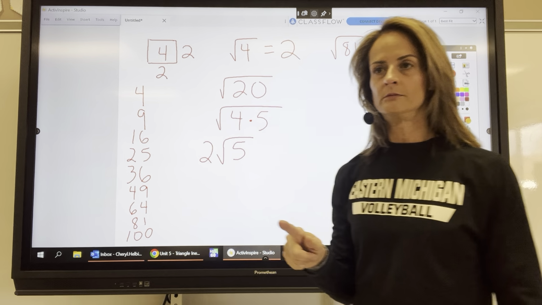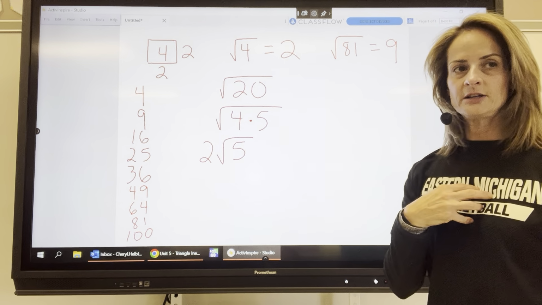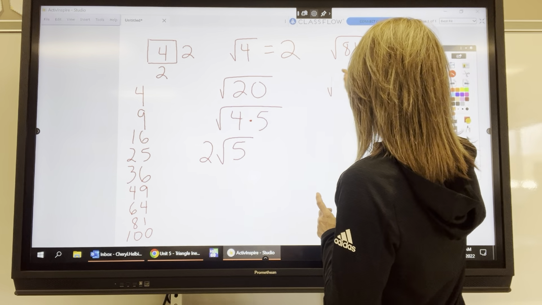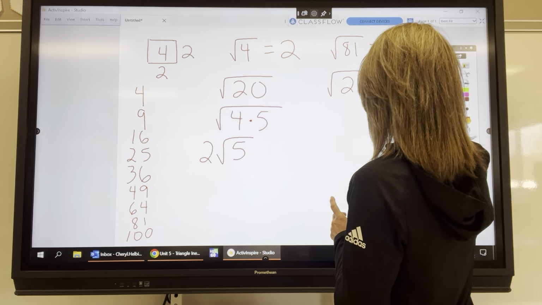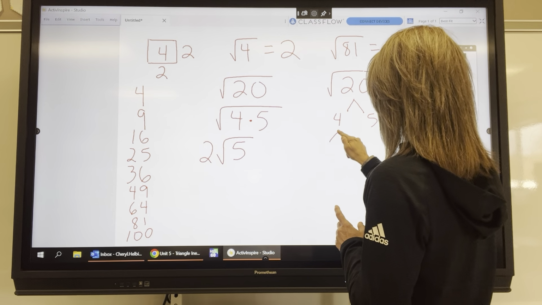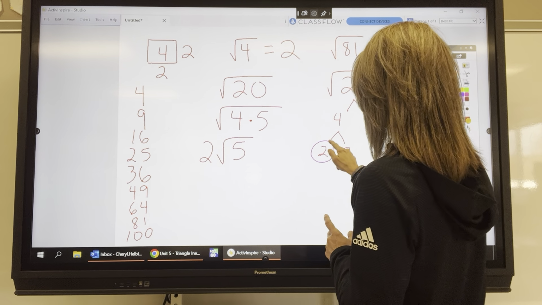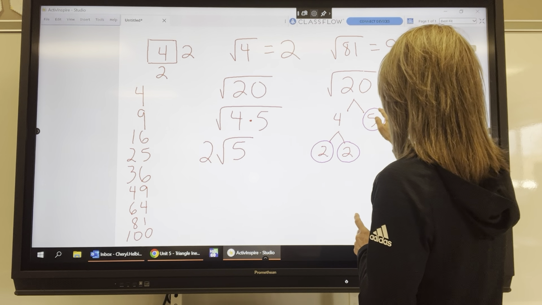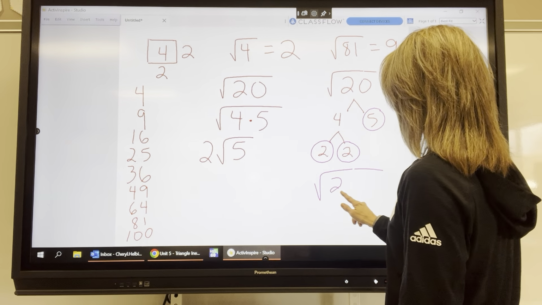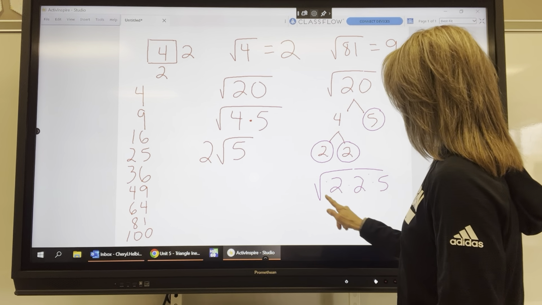Okay, you might have learned the factor tree method in middle school, which I don't teach, but if you want to do it this way, that's perfectly fine. It's just longer, and I see many more mistakes when students do it this way, but it doesn't matter to me. Okay, but if you start with 4 times 5, and then you break up the 4, and that's 2 times 2. So what this says is 2 times 2 times 5 equals 20. So then you would put under the radical 2 times 2 times 5, and you would look for pairs.